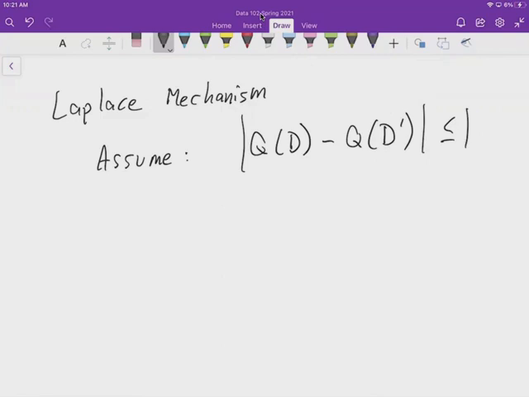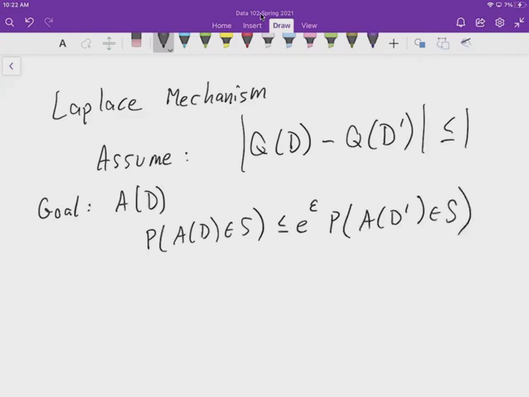And remember that the goal for differential privacy is to have some algorithm A, such that the probability that A of D is in S is less than or equal to e to the epsilon times the probability that A of D prime is in S. Right? In other words, if I run my algorithm A on D and I run it on D prime, then the randomness in the algorithm should give me a result that's pretty close. That's within e to the epsilon.